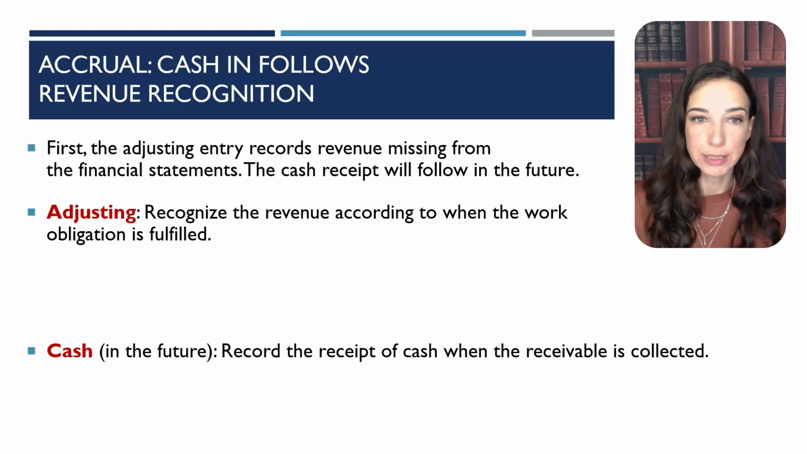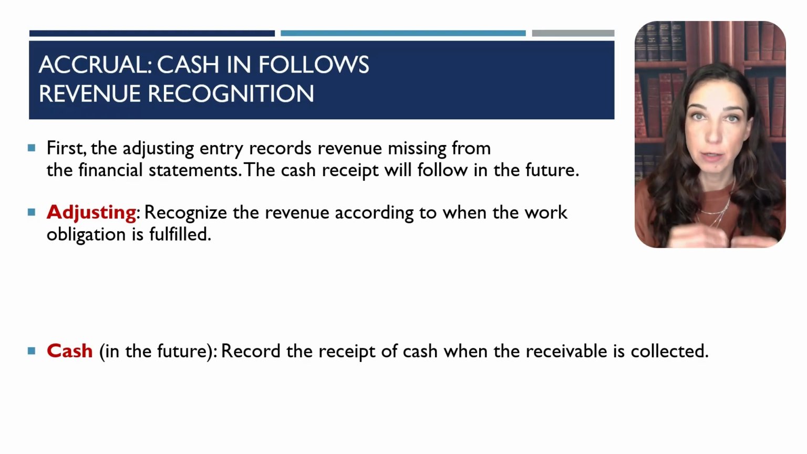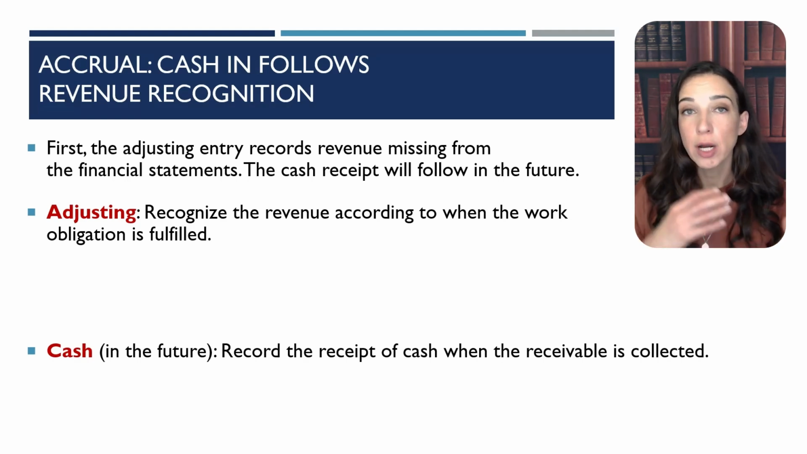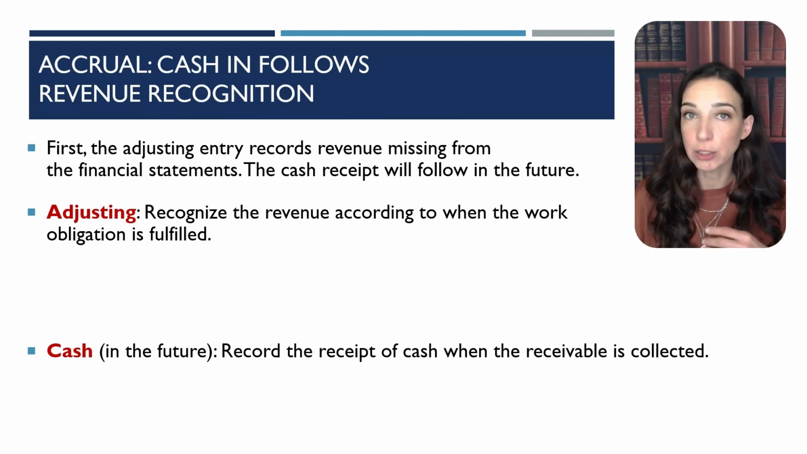For these transactions, the adjusting entry will record the revenue that is currently missing from the income statement. So something happened during the quarter where it satisfies the condition that the company did the work and gets to record the revenue, and we must make sure that we enter that in.